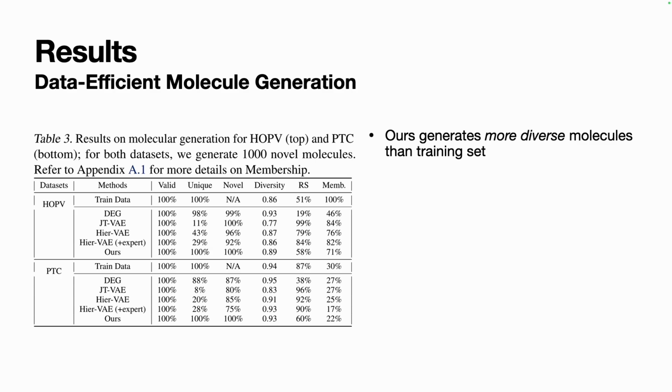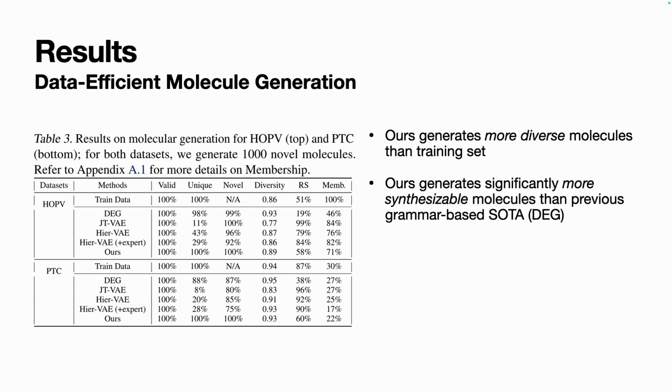For molecule generation, we compare with VAE-based methods and the previous state-of-the-art data-efficient generative model, DEG. We show we generate more unique, novel, and diverse molecules compared with VAE-based methods. We find that VAEs are prone to collapsing to the same set of structures despite sampling from a Gaussian prior.